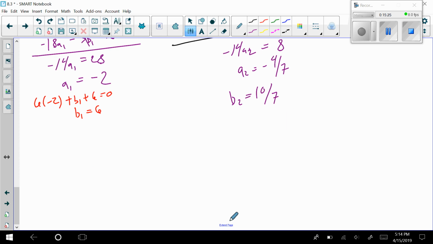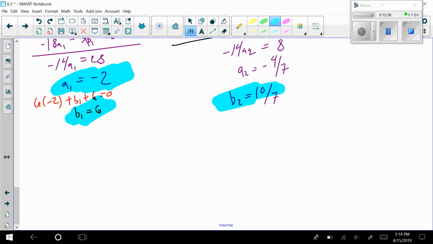Now I have a sub 1, b sub 1. Here, maybe I'll even highlight them for you. Now I got a sub 1, b sub 1, b sub 2, and a sub 2, which means I should be ready to put this thing all together.